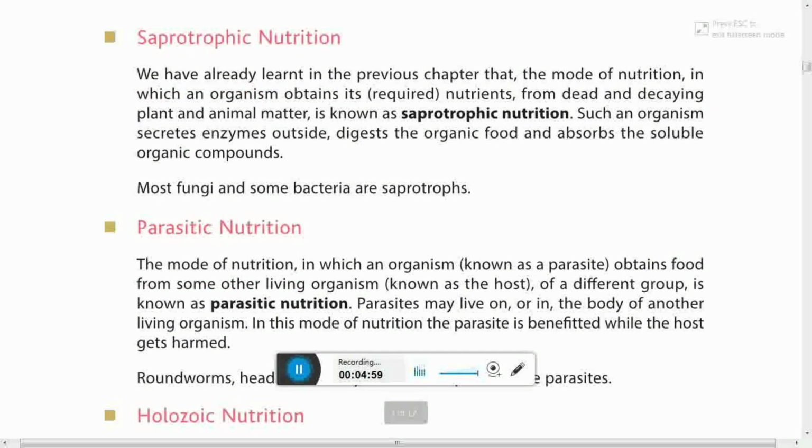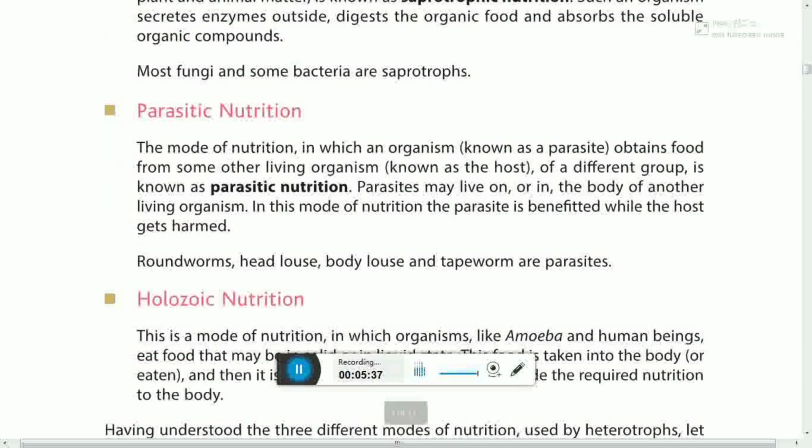Next, parasitic nutrition. The mode of nutrition in which an organism known as a parasite obtains food from some other living organism of a different group, known as the host, is known as parasitic nutrition. Parasites may live on or in the body of another living organism. In this mode of nutrition, the parasite is benefited while the host gets harmed. Roundworm, head louse, body louse and tapeworm are parasites.